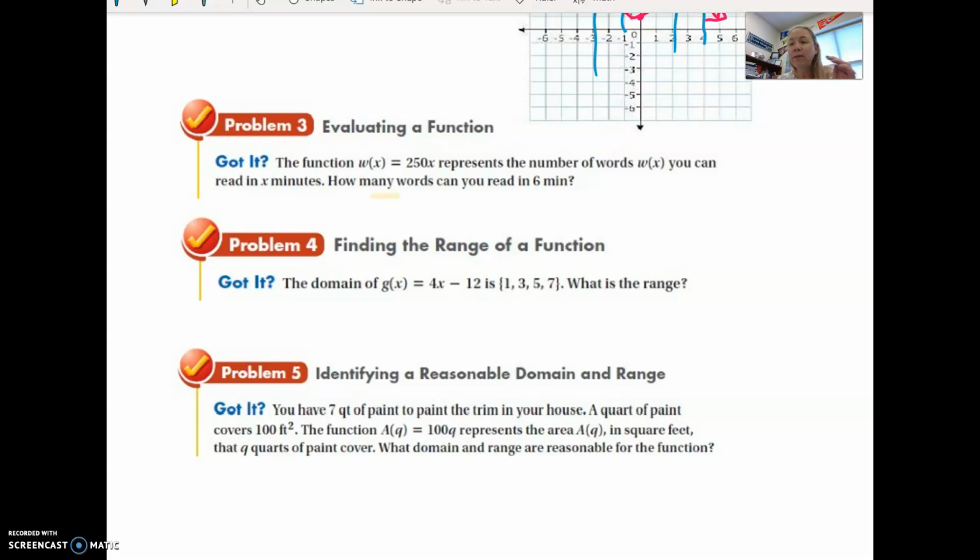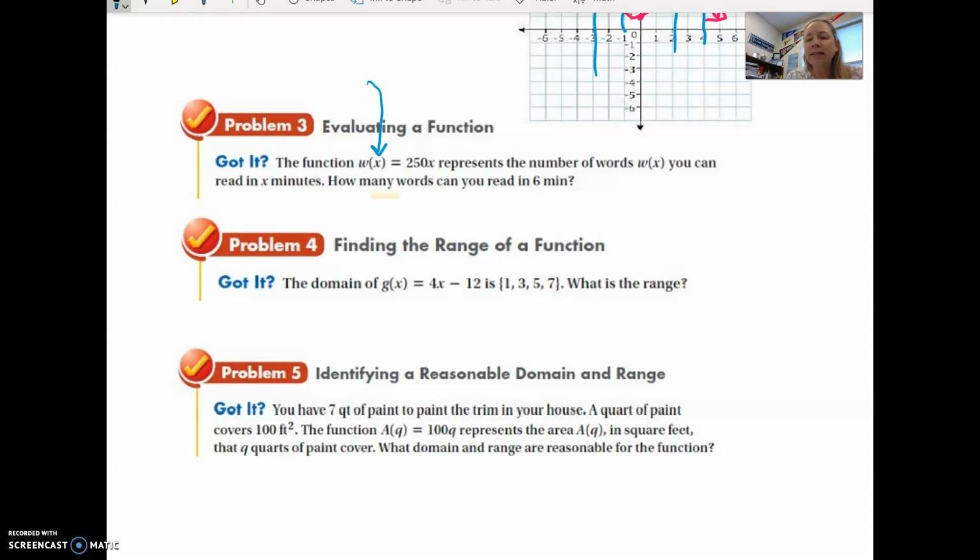The first one would be evaluating a function. So if we're given a function rule, by the way, I want to point this out. We don't always have to use F or G or Y, but when you have something like this, we read that as W of X. We call that function notation, so it's something that you'll be seeing. So W of X means that you can read that many words in so many minutes. So how many words could you read in 6 minutes?